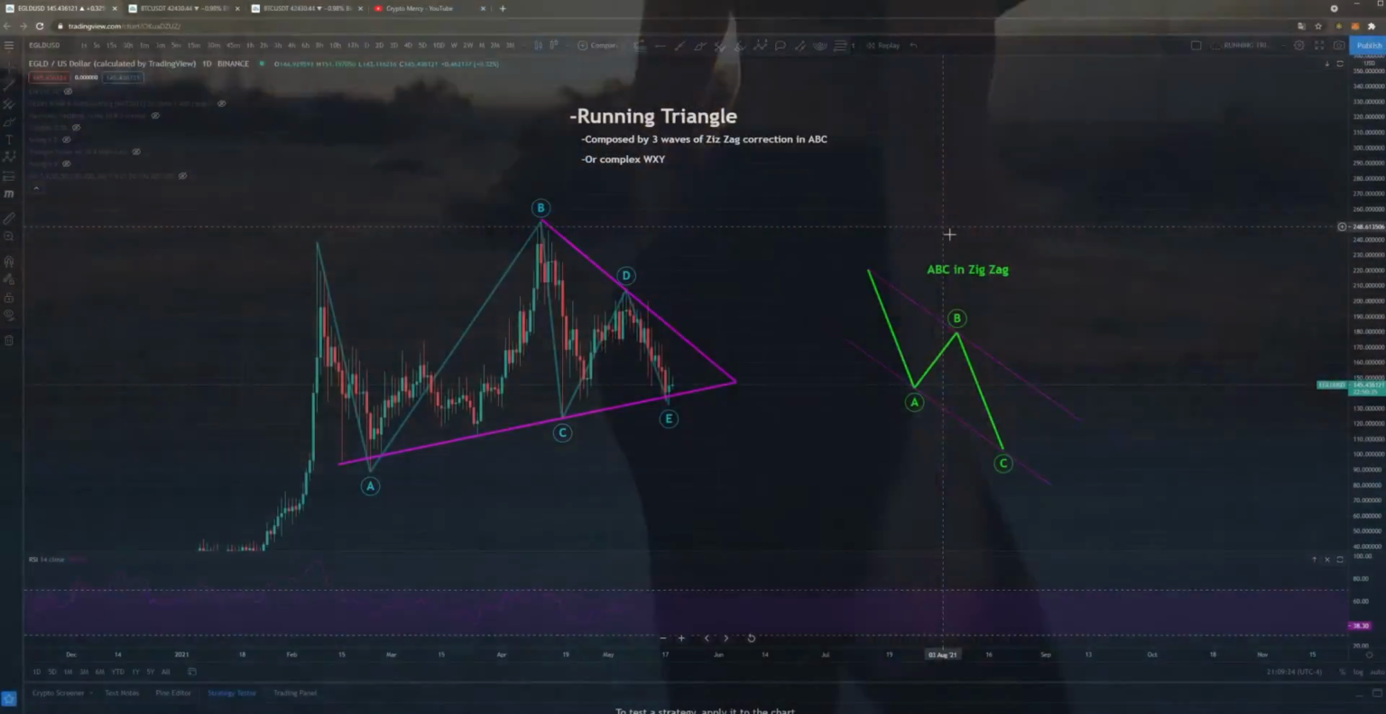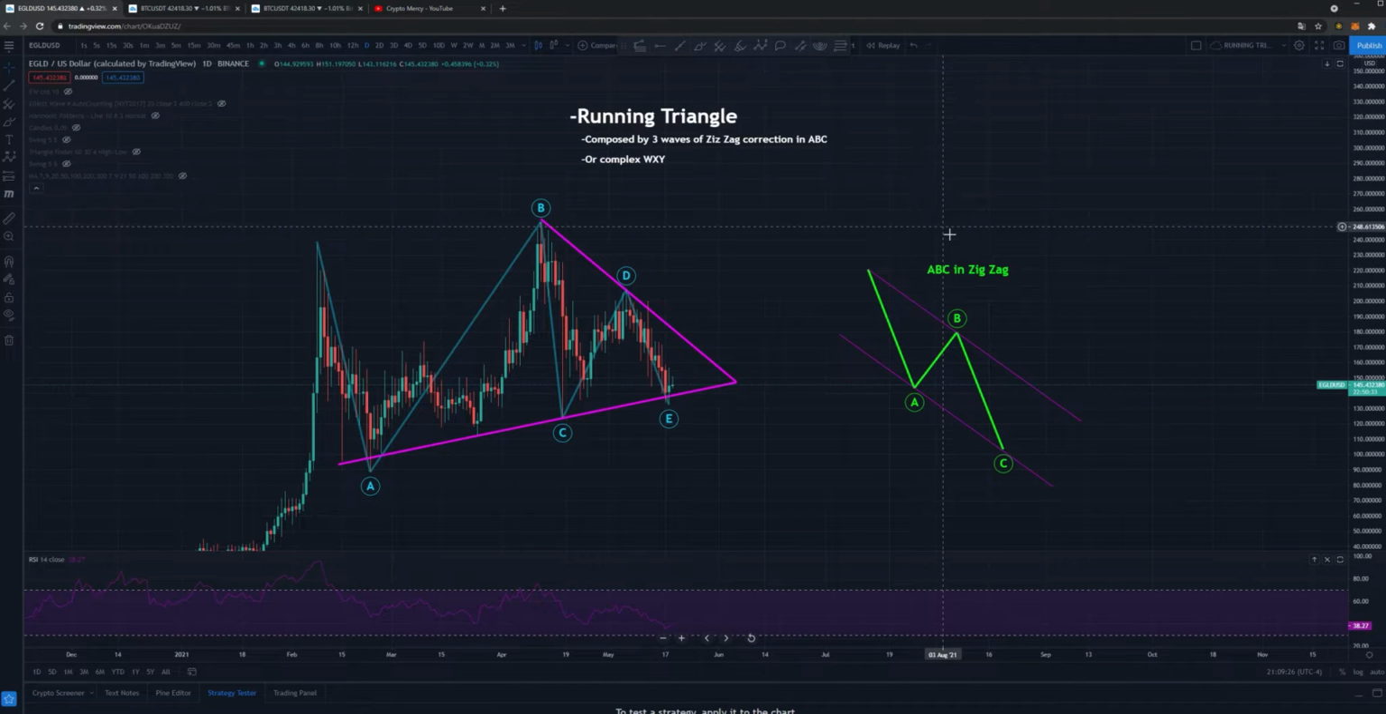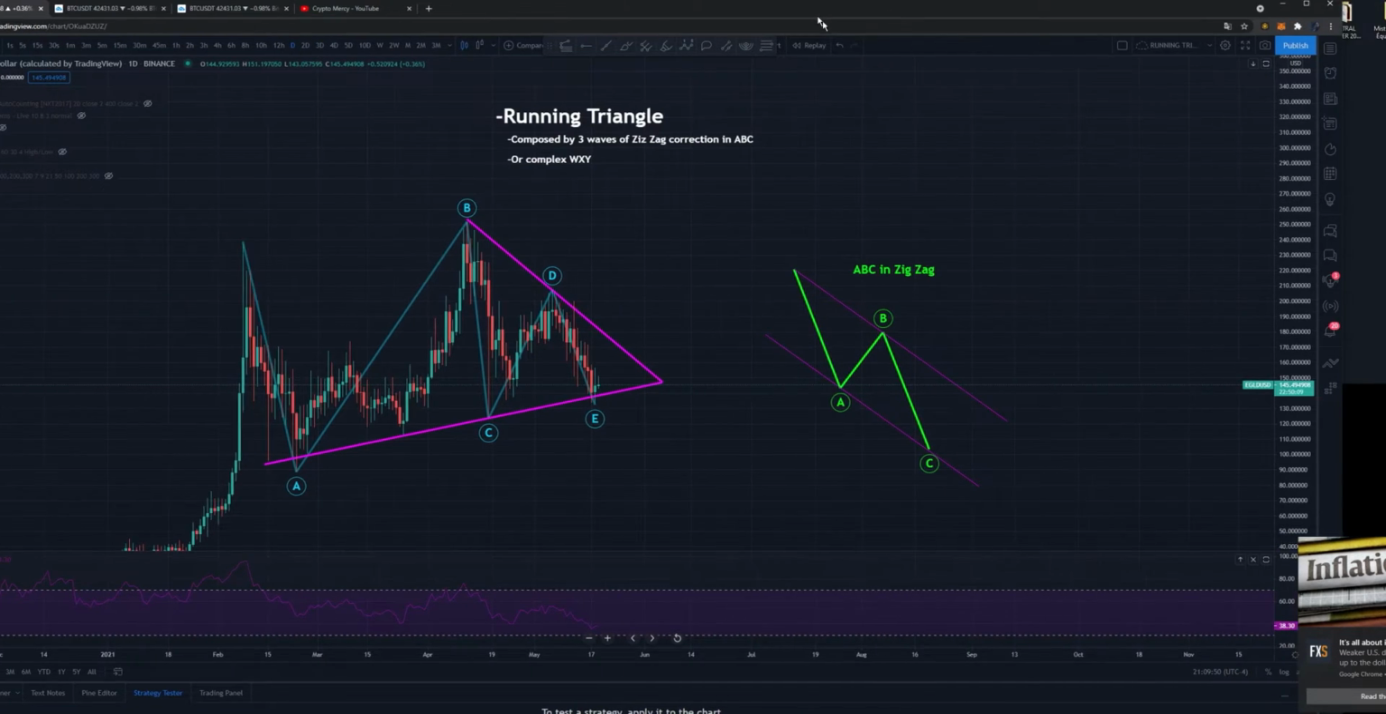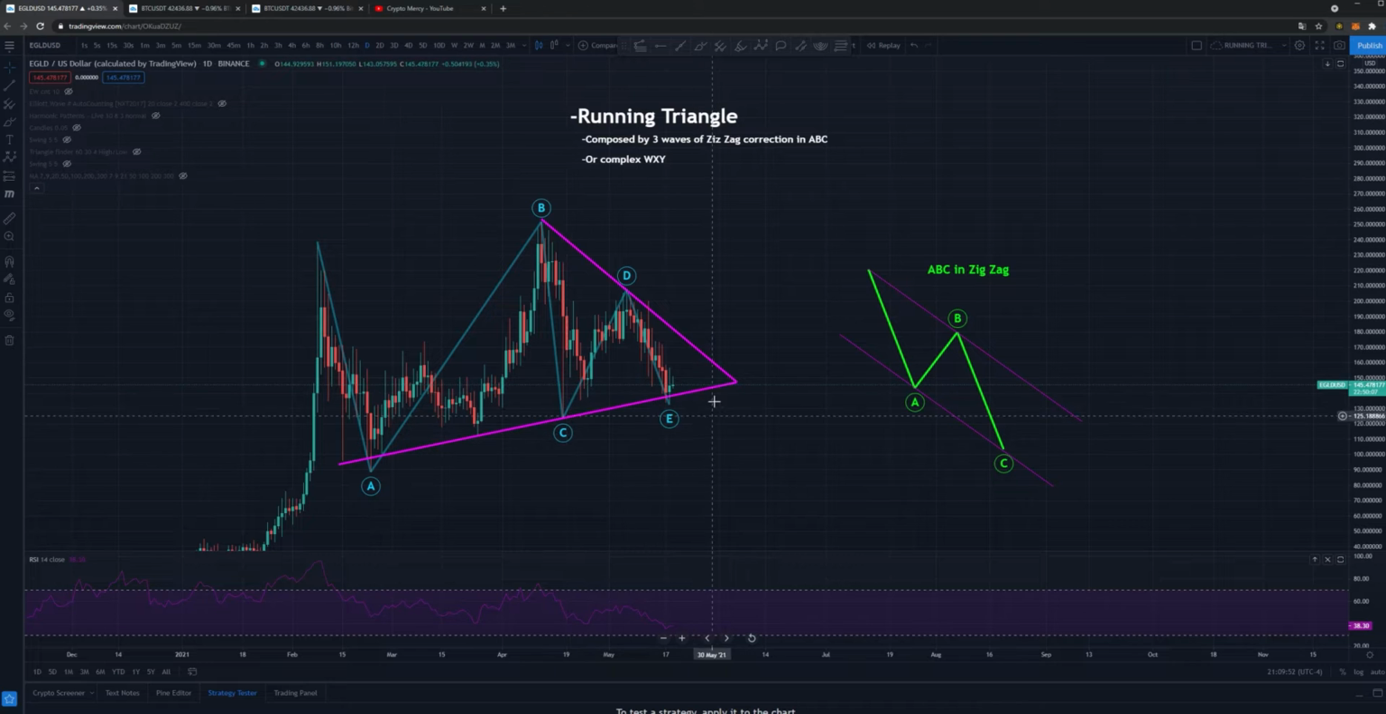Hey guys, welcome back. Like maybe you know, I've been pointing to this possible scenario for Elrond, which is a running triangle. And you need to know that running triangles are pretty rare, but they happen after a very strong trend on the upside or the downside. And right now we can see that we are in a strong bull trend, and this is a possibility.